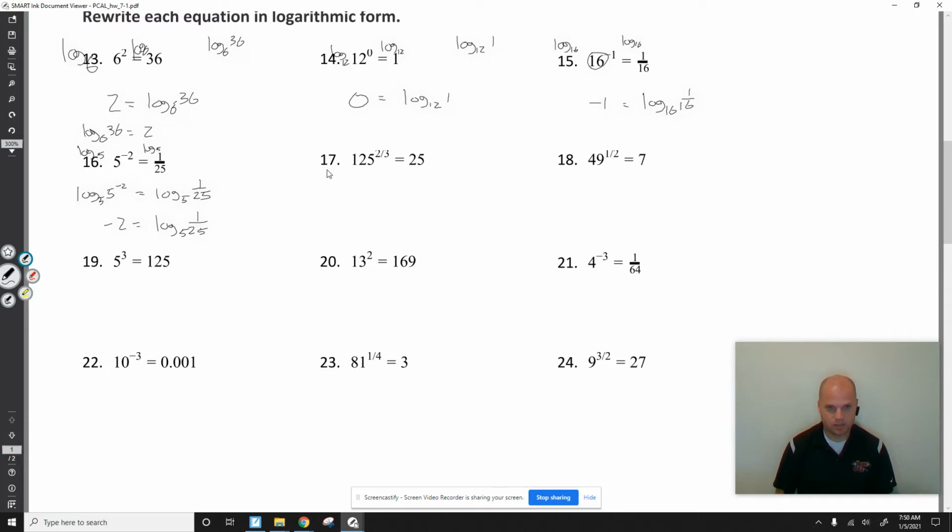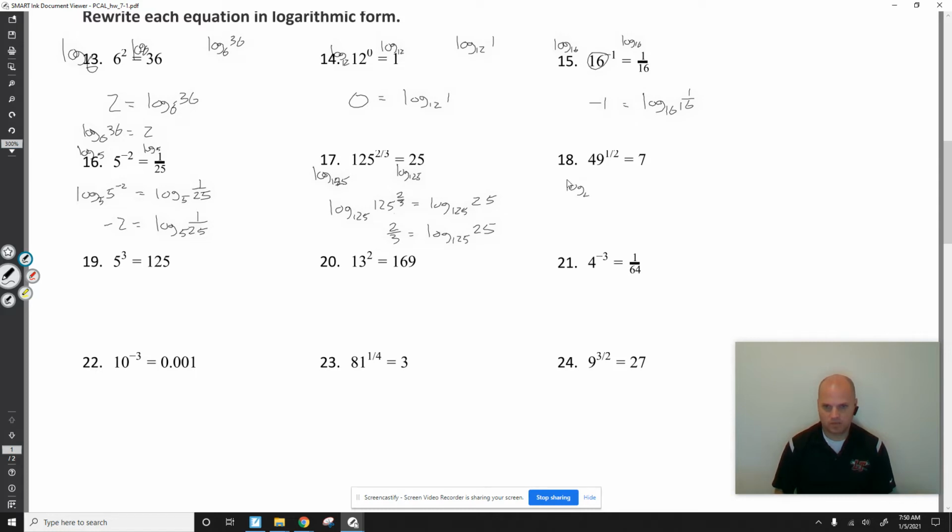125 is the base of the exponent here, so I'm going to take the log base 125 of both sides. Again, this is not below it. What I'm writing is log base 125 of 125 to the 2/3 equals log base 125 of 25. This log base 125 of 125 to the 2/3 is just 2/3. So 2/3 equals log base 125 of 25. This is the logarithmic form of the same statement.